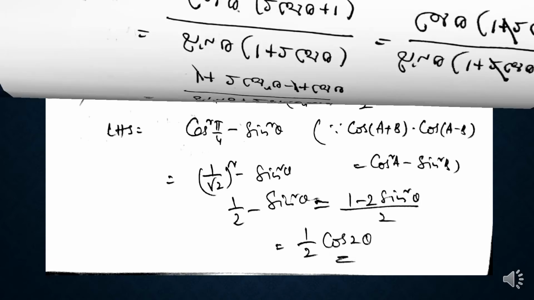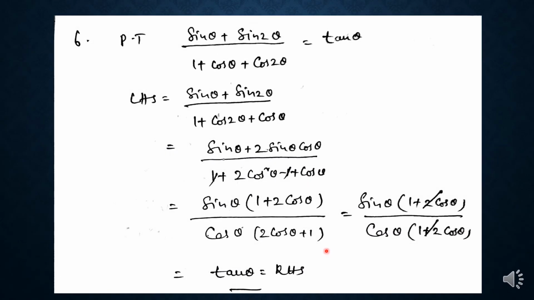Next problem. Prove that (sin theta plus sin 2 theta) by (1 plus cos theta plus cos 2 theta) is equal to tan theta. So by taking LHS, it is equal to (sin theta plus sin 2 theta) divided by (1 plus cos 2 theta plus cos theta). So here we can apply the formula.